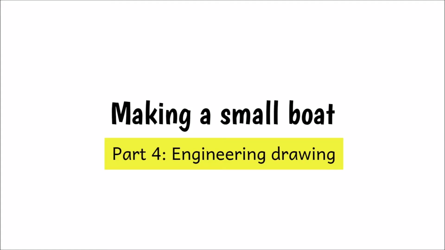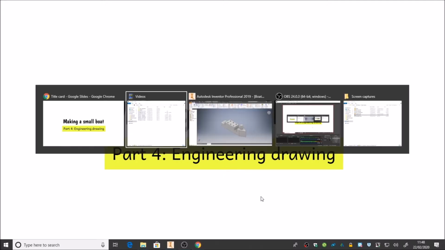In this tutorial, I'm going to show you how to create engineering drawings from a small wooden boat model. You need two things before you get started. You need the little 3D model of the boat, and if you haven't made that already, then I suggest you follow along with the earlier parts to this video series. And the second thing that you need is a blank drawing template. Let's go over to Inventor and have a look at these things.